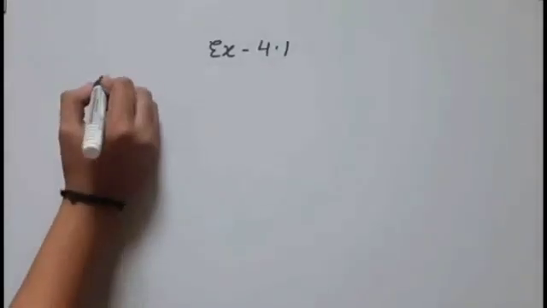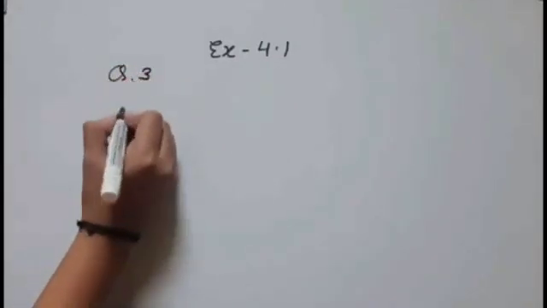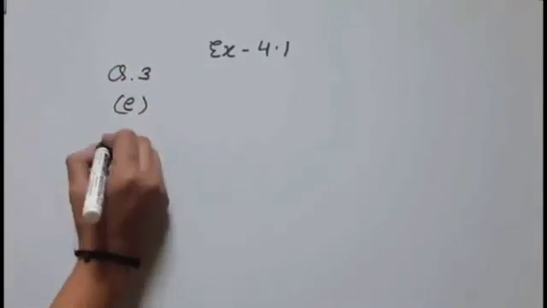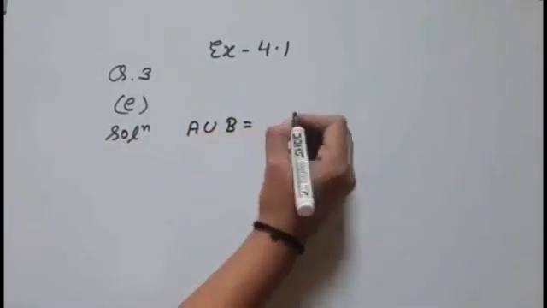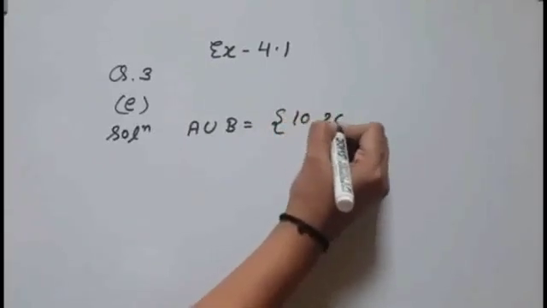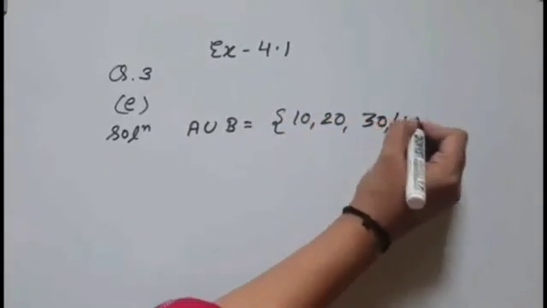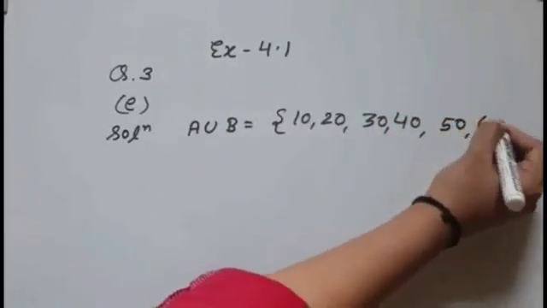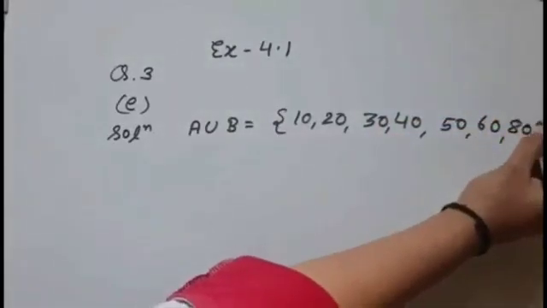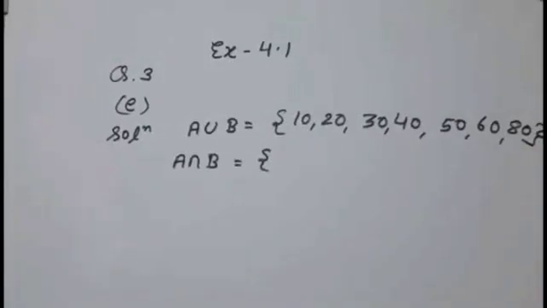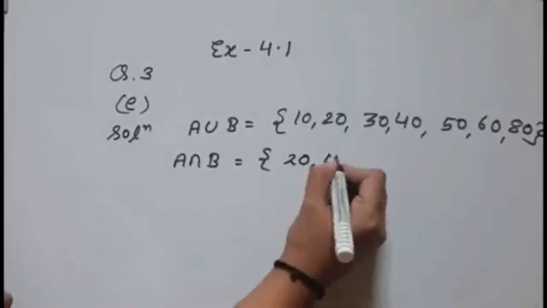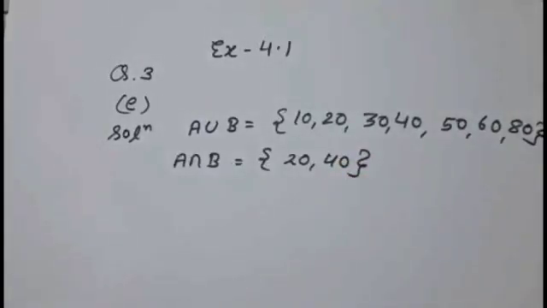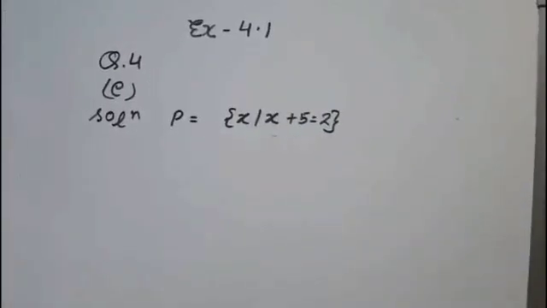Exercise 4.1, question number 3E. You have to find out A union B and A intersection B. So A union B is all the elements: 10, 20, 30, 40, 50, 60 and 80. And in A intersection B, you have to write the common elements. So the common elements are 20 and 40. These are the answers.